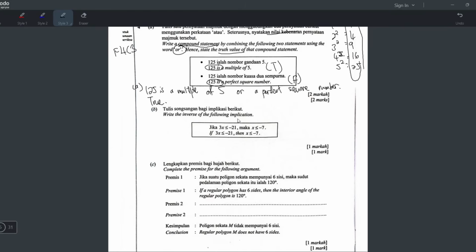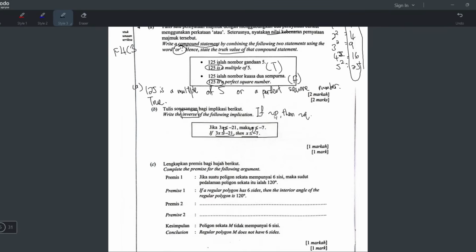Write the inverse of the following implication. So they give you an implication. The implication format is always if P then Q. So I would underline this and write P here, underline this and write Q here. And for the inverse, the formula is if not P then not Q. That's the formula. That's the format. Okay. So when writing the inverse, you do this. If not P then not Q.